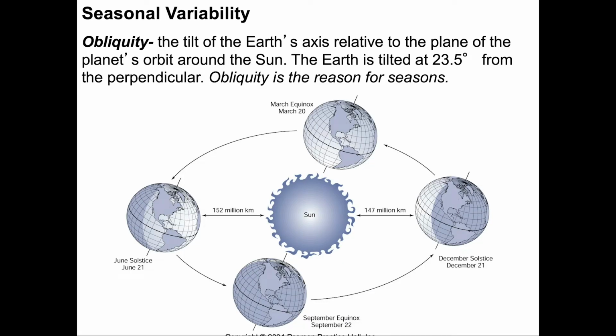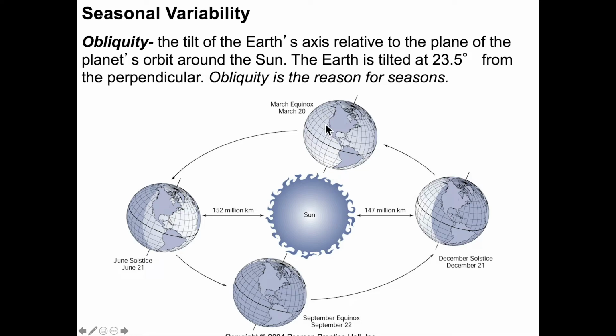Which brings us to seasonal variability in insolation. Obliquity is the tilt of the Earth's axis relative to the plane of the planet's orbit around the Sun. The Earth is generally tilted at about 23.5 degrees from the perpendicular, and we say that obliquity is the reason for the seasons, this tilt away from the vertical.